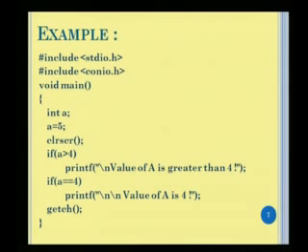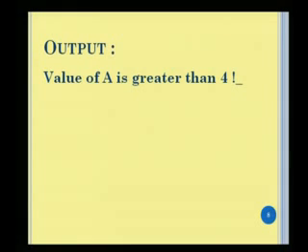Then we have another if statement, a equals 4, that means a is equal to 4. A is not equal to 4, because earlier we assigned a equals 5. Now the value of a cannot be equal to 4, so it will not print value of a is 4. See, what will be the output? The output is value of a is greater than 4.